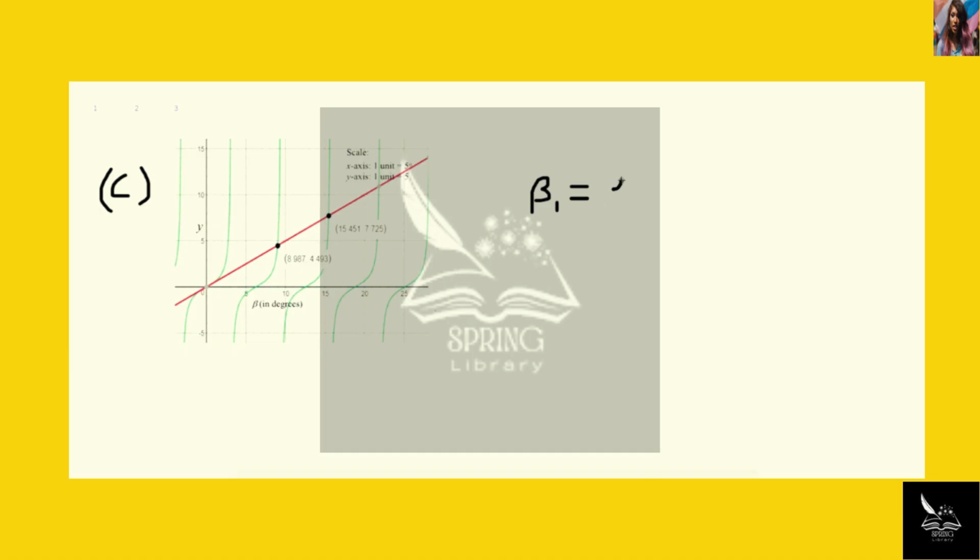So the two curves are intersecting at the following values. You can see from the figure that one of the values, we'll call it beta 1, which is the first value, is equal to 8.987. And the second value happens at 15.451.